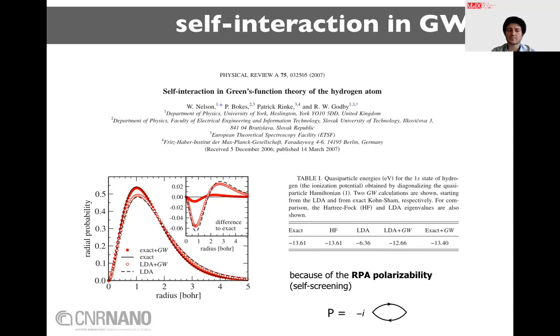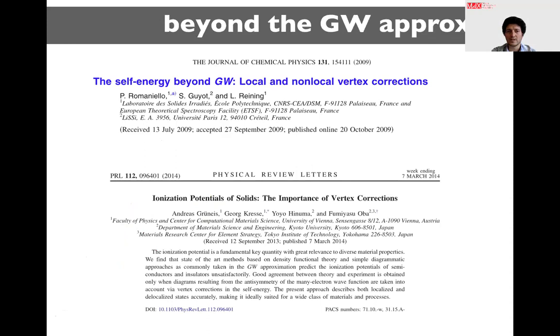First, as I just mentioned, GW is a non-self-interaction-free theory. So if we apply GW to one-electron systems, we do not obtain the exact result. And this comes because of the RPA polarizability that is non-self-interaction-free, and that basically introduces some self-screening effect into GW, and this was long known in the literature.